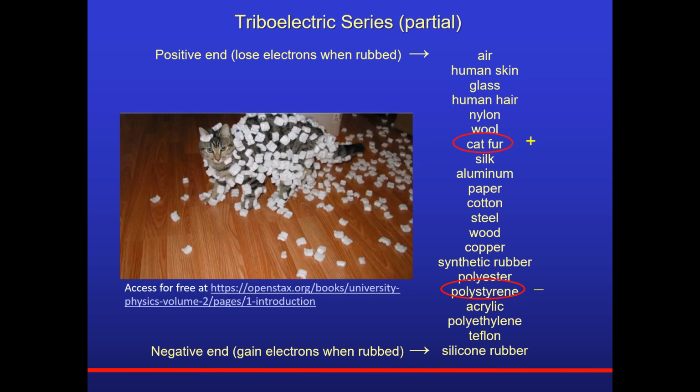Here's a photo taken from OpenStax University Physics Volume 2. Now here's a cat that has either walked through or been rolling around in polystyrene packing chips. The result is the cat fur would have become positive, and the polystyrene that was rubbed would become negative. Now these chips are stuck all over the cat. So this is a very general phenomenon. You take two materials on that list, you rub them, you expect one to be positive, one to be negative.